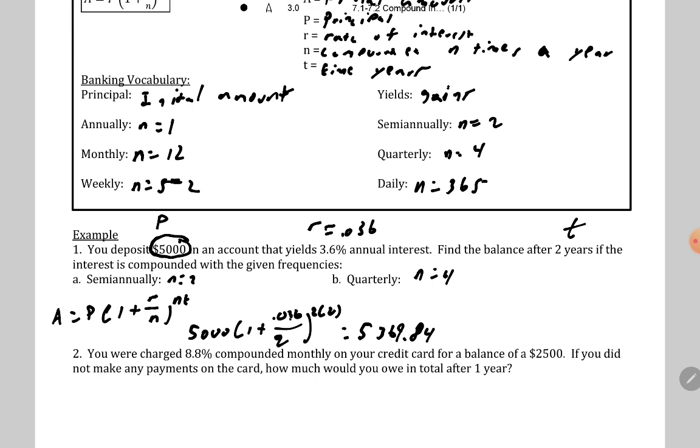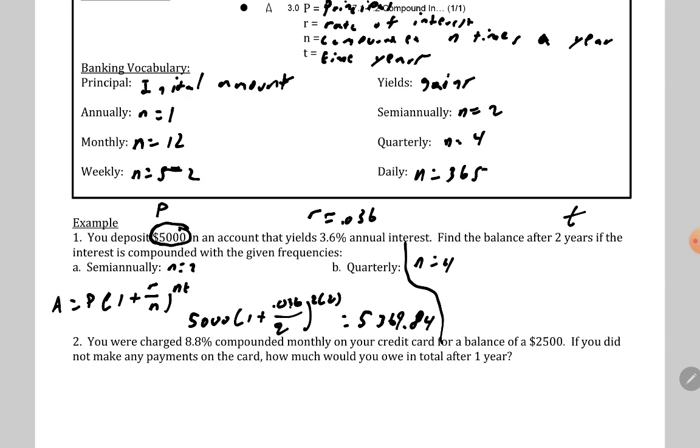So I started out with $5,000, and I got another $369.84 after 2 years. That's just you not putting any other money in there. You're just leaving the $5,000 to sit. So your yields or your gains would be $369.84. That's after 2 years.